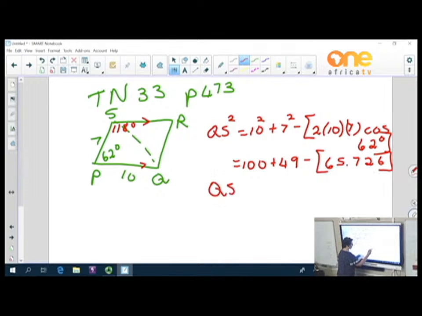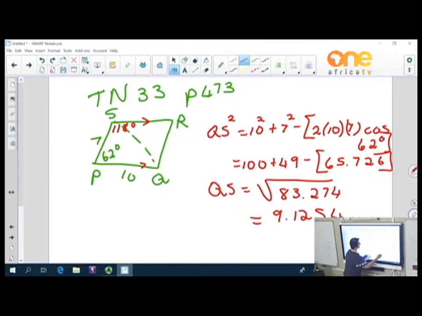So now we add it here. We want to calculate QS, so we're going to root the value that you got there. 100 plus 49 minus 65.726. So here I have 83.274. And in a final step, we get the square root of that answer, which is 9.1254. That's what I get. Rounding off to 3 significant figures, it will be 9.13. There's your answer for that one.